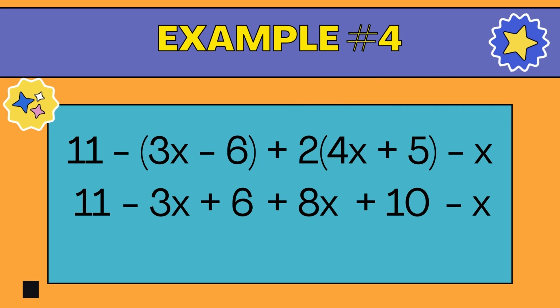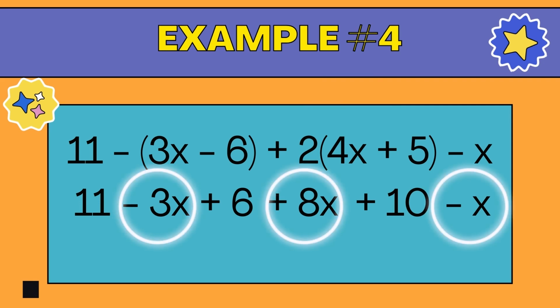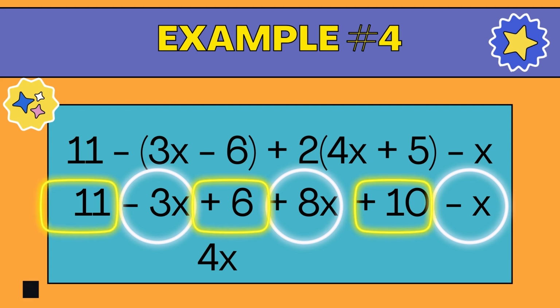Now we can start looking for like terms. There are 3 terms here that have x's: negative 3x, positive 8x, and negative x, or negative 1x. If we combine those, we're going to end up getting positive 4x. And then we also have 3 constants: 11, positive 6, and positive 10. 11 plus 10 is 21, and plus another 6 is 27. So that gives us the expression 4x plus 27. That's equivalent to the expression on the top line.